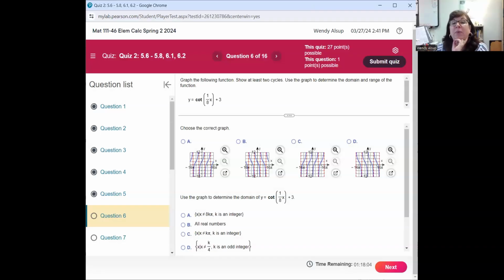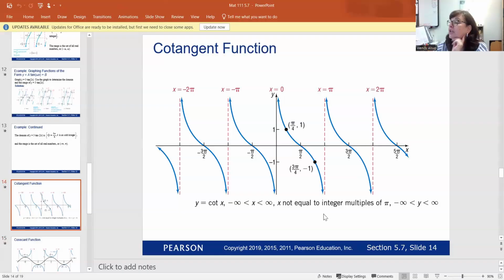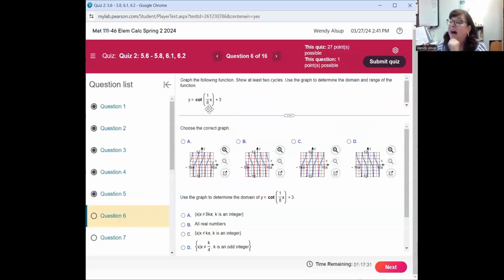So let me go back to my PowerPoint slides. Your traditional cotangent function repeats every pi, not every 2 pi, every pi. So our period is going to be the normal period of pi divided by the omega. We have pi divided by 1/8. That will be 8 pi. So we have a period of 8 pi.